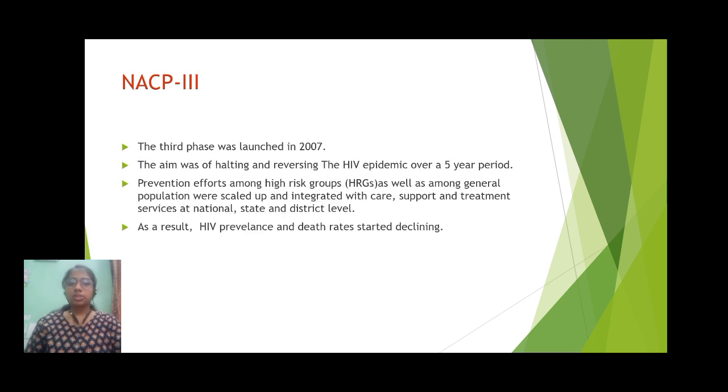NACP 3. The third phase was launched in 2007. The aim was halting and reversing the HIV epidemic over a 5-year period. Prevention efforts among high-risk groups as well as among general population were scaled up and integrated with care, support and treatment services at national, state and district level. As a result, HIV prevalence and death rates started declining.